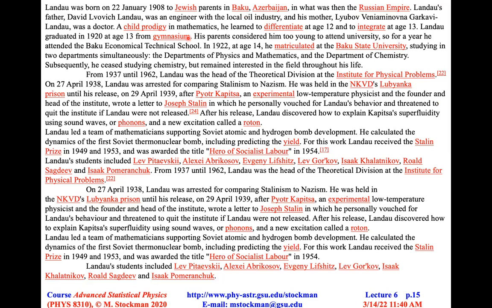And he matriculated at Baku State University, studying physics and chemistry. He ceased doing chemistry, but liked chemistry to the end of his life, and there are a lot of chemistry problems and questions in his books.